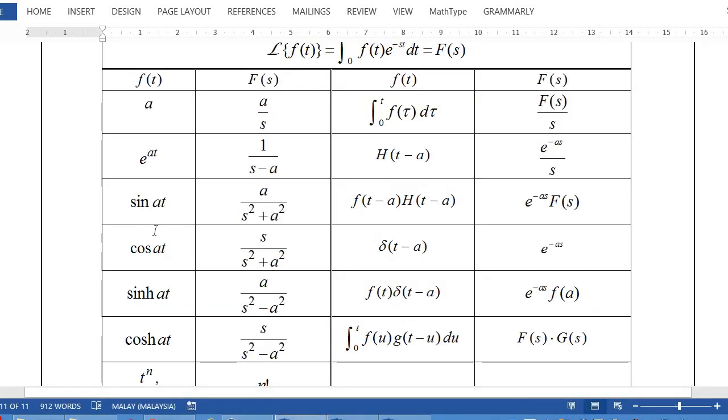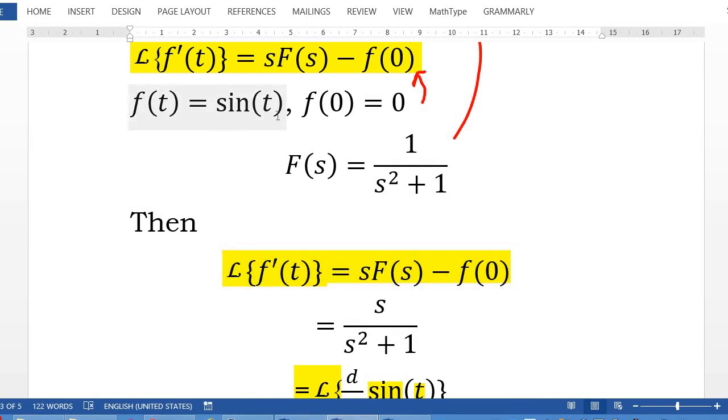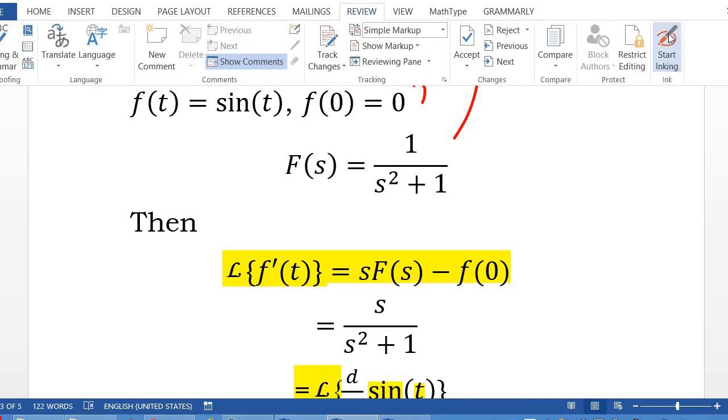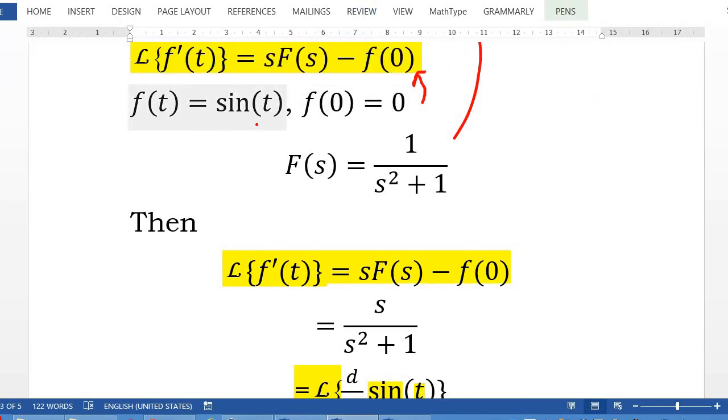We have shown that the Laplace transform of cos 1t will be s over s squared plus a squared. And here, given f(t) is sin t, as you know, if you differentiate sin, you will get cos. This means your f prime t is cos t. Then you use the table of Laplace transforms: for cos t, the Laplace transform will be s over s squared plus 1.